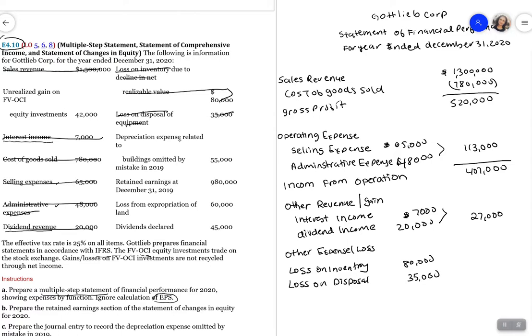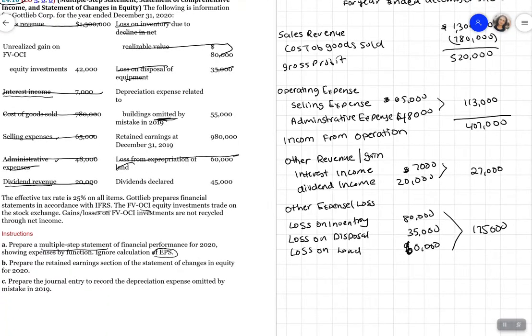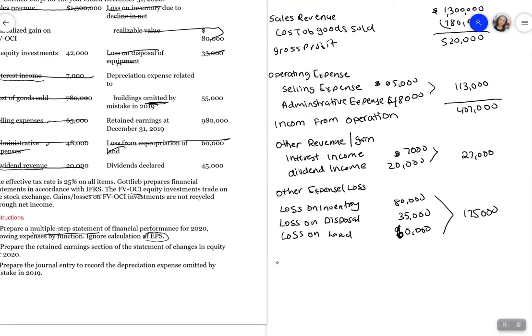Now this one is depreciation expense related to a building omitted, so that will go onto my retained earnings section. That's a prior period adjustment. And then we have a loss from expropriation of land, so we have a loss on land, and that is my 60,000. Altogether, we are done with all our losses, and that is 175,000. After we completed that, that'll be income before taxes.